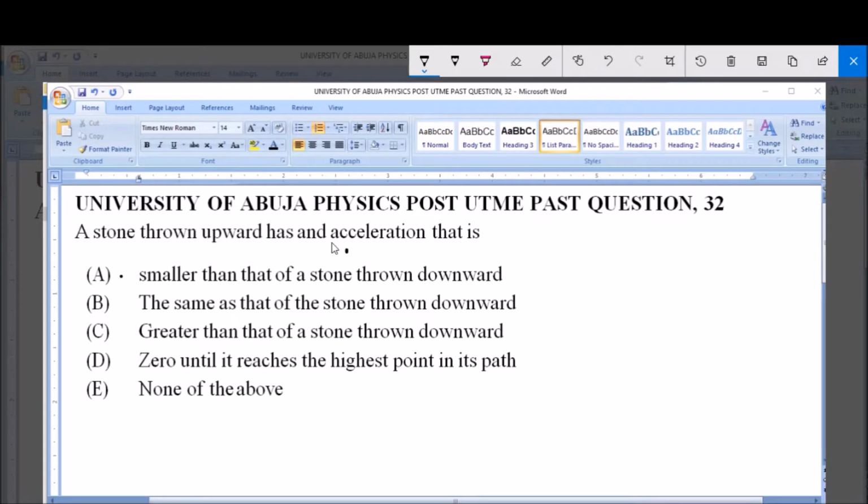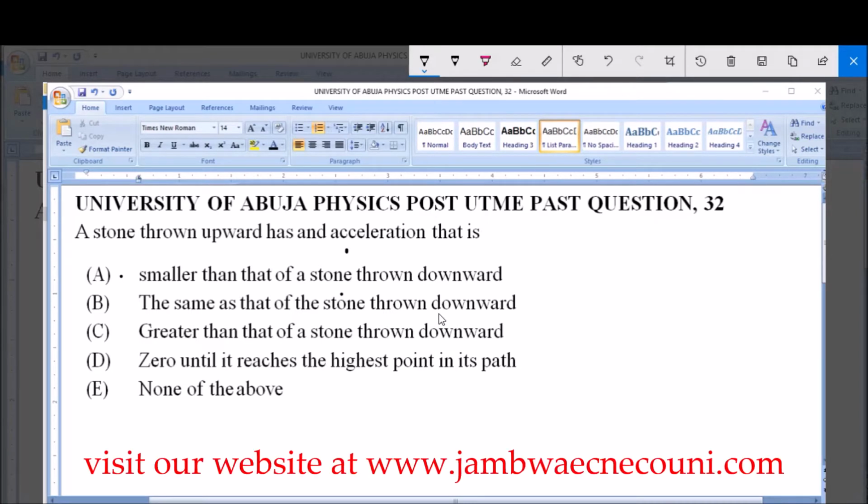A stone thrown upwards has an acceleration that is A, smaller than that of a stone thrown downward, B, the same as that of the stone thrown downward, C, greater than that of a stone thrown downward, D, 0 until it reaches the highest point in its path, and E, none of the above. A stone that is thrown upward has an acceleration.